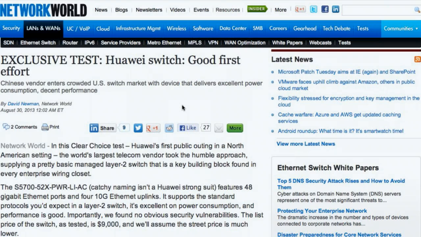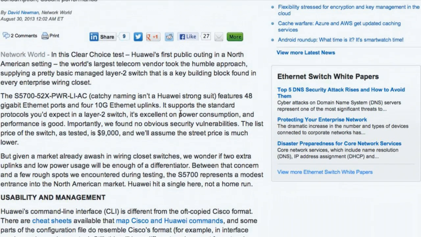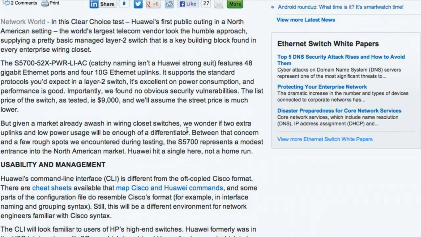Okay. All right, Alan. So now we've got a story here from Network World, an exclusive test story. They say Chinese vendor enters crowded U.S. switch market to deliver excellent power consumption and decent performance. It's Huawei, I forget how you say it. Yeah, they're a Chinese manufacturer, and they've made an enterprise-grade managed switch. Network World got one, and it's a six-plus page report on all the tests they ran on it and what they did.